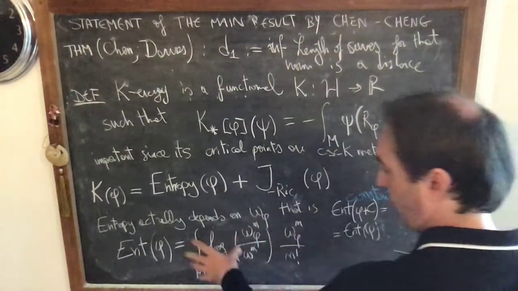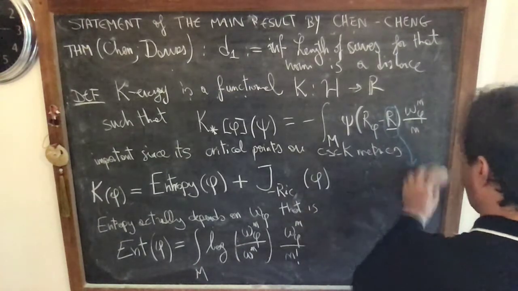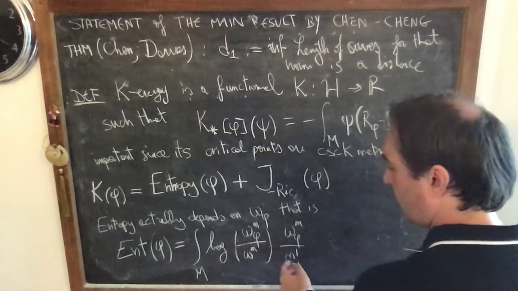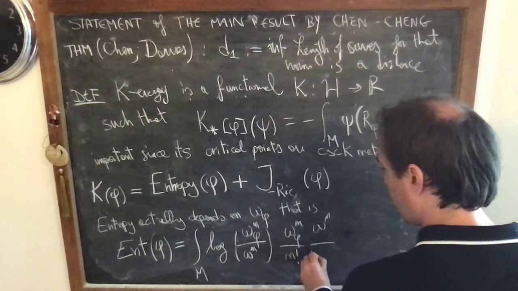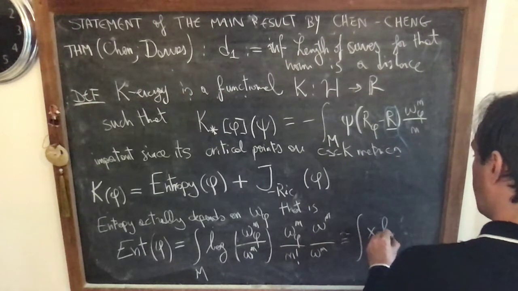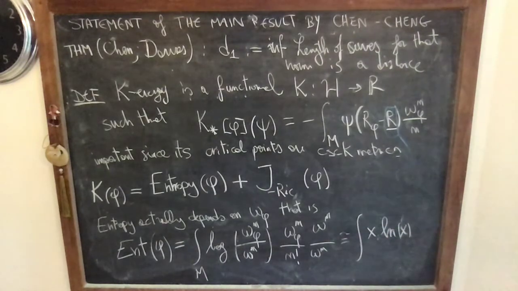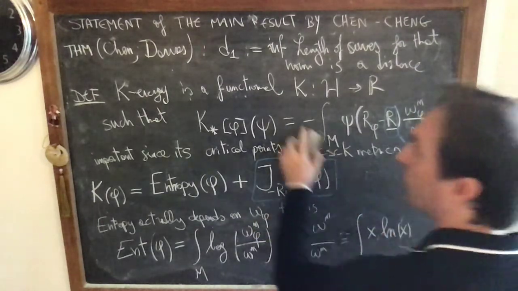Okay, so this is quite self-explaining why this is an entropy. We can multiply and divide by omega n, and this actually has the form of the integral of x log x, sort of, which gives a justification of the name. Let's move to the definition of the J functional.